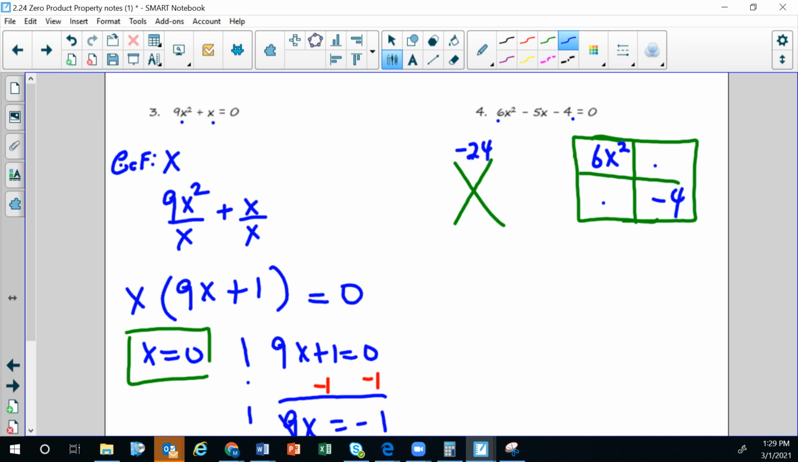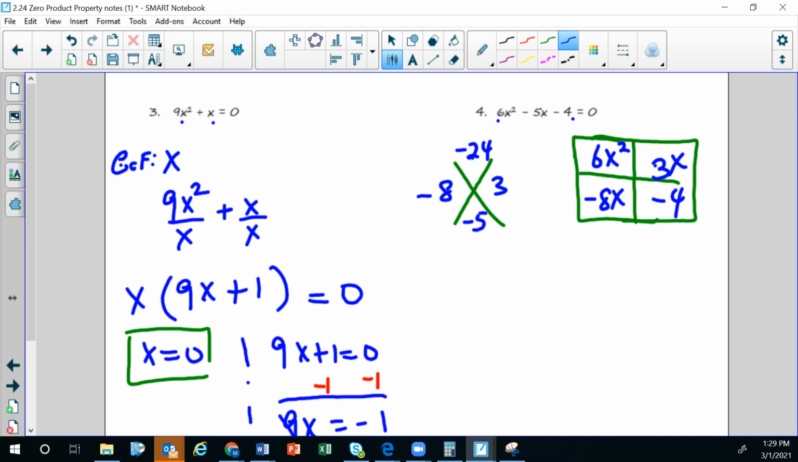The bottom is going to be the coefficient of x, which is -5, the middle term. And then I need to find two numbers that, when I add them, give me -5, and when I multiply them, give me -24. And if you think about it, those two numbers are -8 and 3. And so this box is going to be -8x, and this one is going to be 3x.